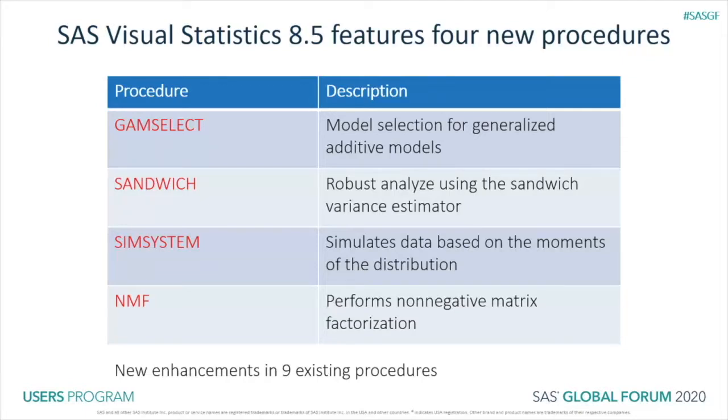The first one is PROC GAMSELECT. This procedure allows you to do model selection for generalized additive models. The second is PROC Sandwich. PROC Sandwich uses a robust variance estimation method to perform analysis. The third one is PROC SIMSYSTEM. SIMSYSTEM generates data based on the moments of a distribution. And the last one is PROC NMF, which stands for non-negative matrix factorization.